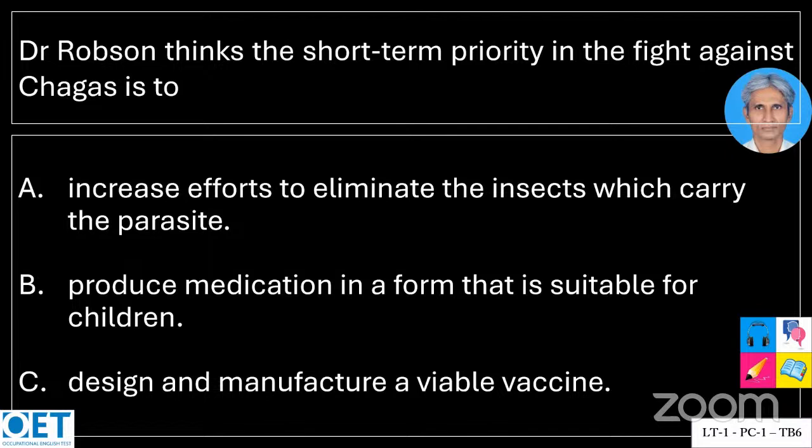Produce medication in a form that is suitable for children. Design and manufacture a viable vaccine. So insects, children, vaccine. That's it. What is the short-term priority? He's asking, what is the short-term priority?